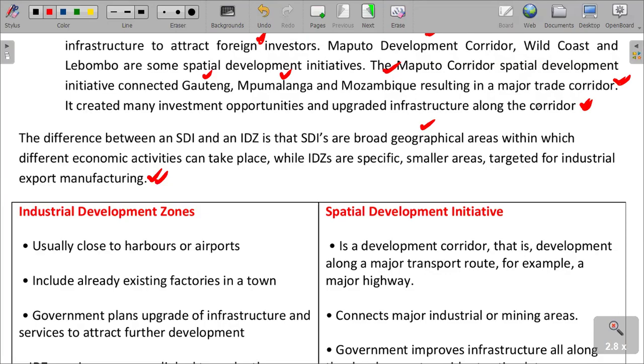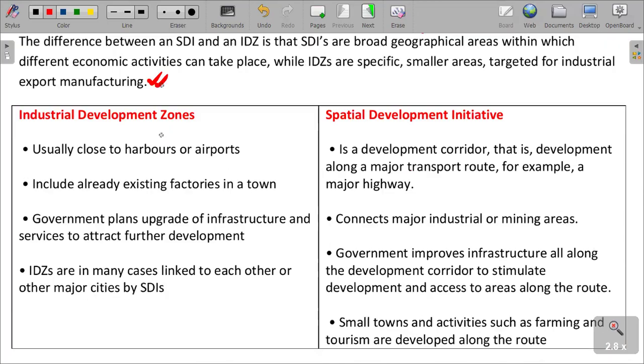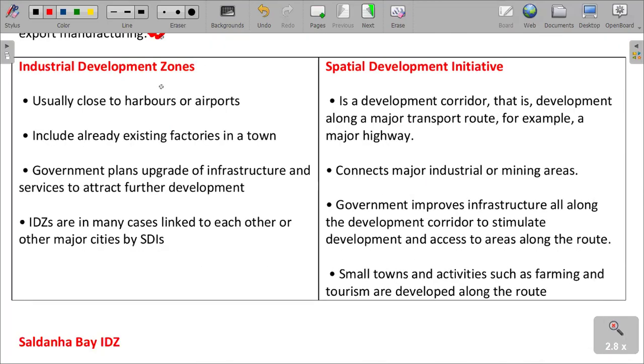However, with SDI, it is broad geographical areas within which different economic activities are being supported and promoted. So as you can look at it, we want to look at the tabulation that I put here. We have IDZ here. The differences: IDZs are usually close to the harbors or ports.